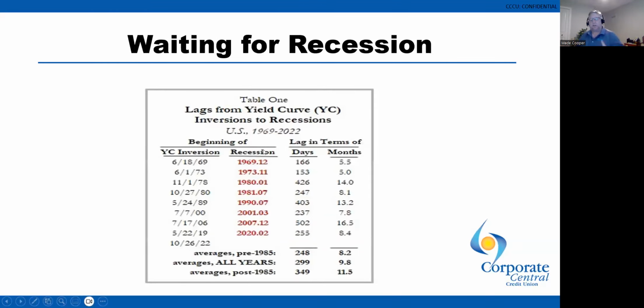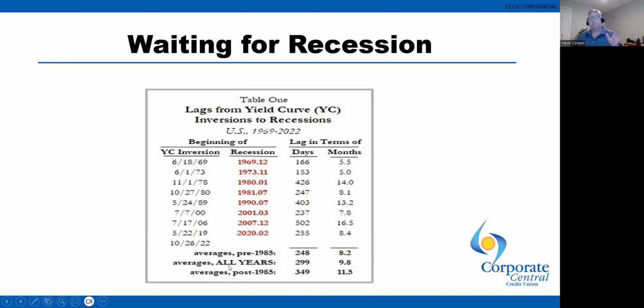When you talk about the yield curve and the inversion, every recession there's been has been preceded by an inversion. So you can see the stats here. Now it's a small sample set, but it goes back to 1969. Again, our most recent yield curve inversion was October of 22. The all-years average is 9.8 months. Well, we're at about 10 months from this date. So we're sitting at the average right now for a recession.